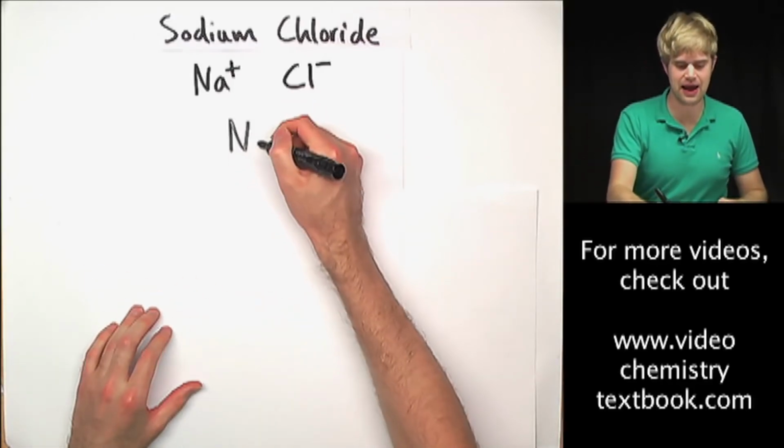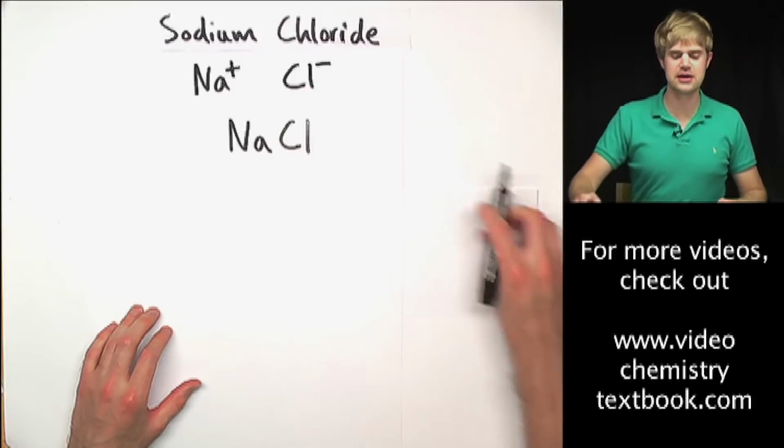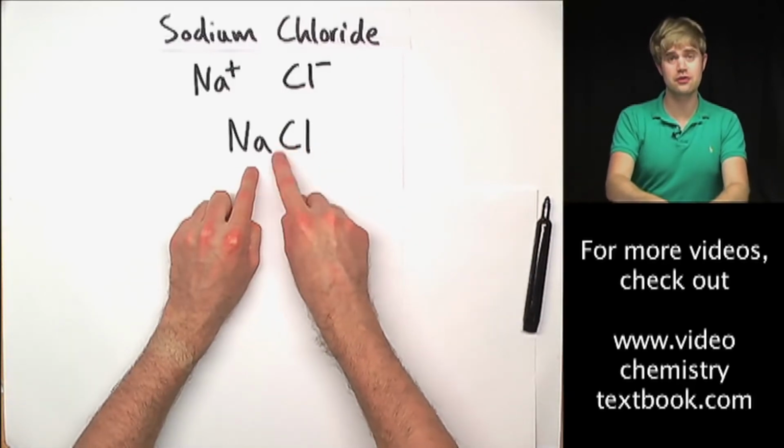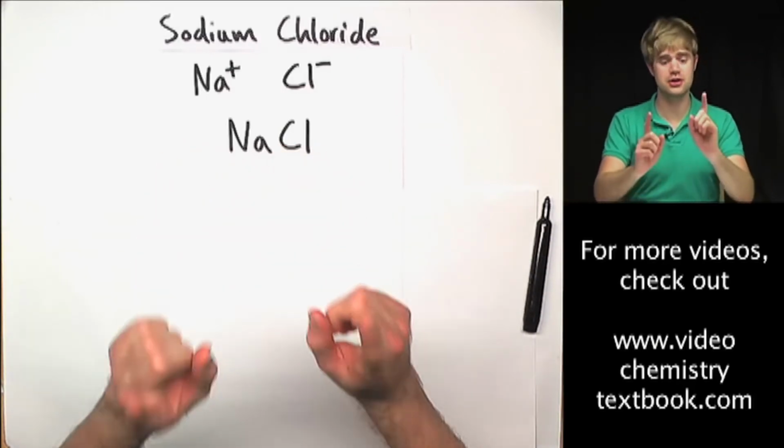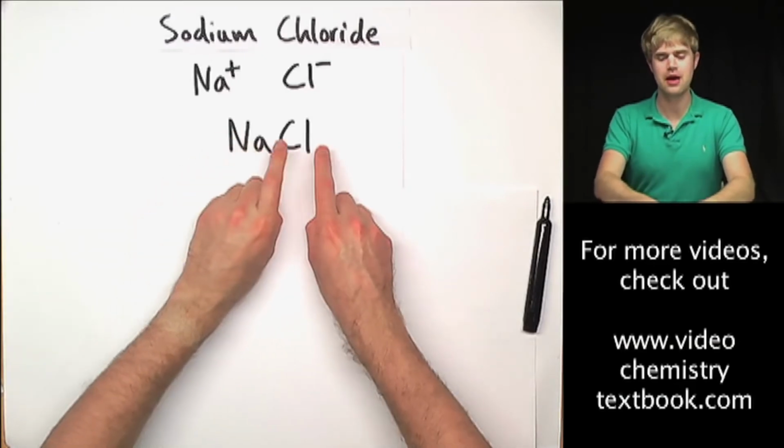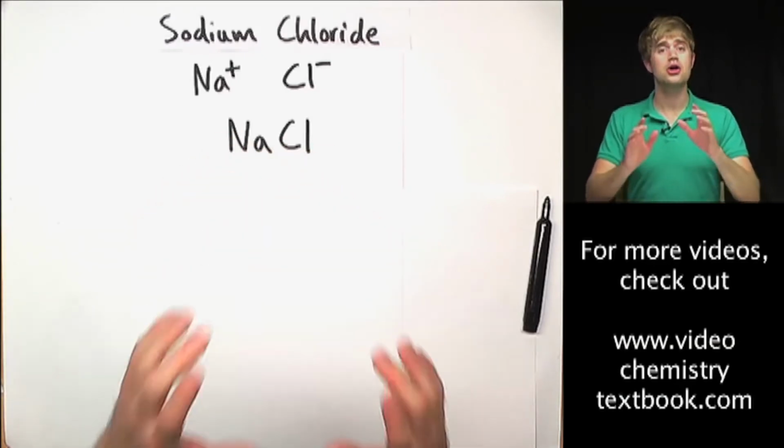I'm just going to say NaCl. I don't put any numbers after them, because if I don't put a number, it means that I just have one of them. So I have one sodium and one chloride. Okay? You might be getting the hang of this.